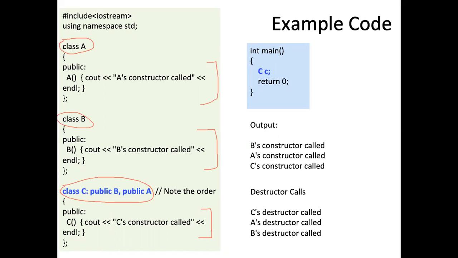Acha, the sequence in which the destructors are called would be the opposite of the sequence in which the constructors are called. So this is also important. So if you have constructor calls B, A, C, then your destructor calls would just be the opposite sequence, C, A, B. Theek hai. So the one that comes latest is destroyed first.